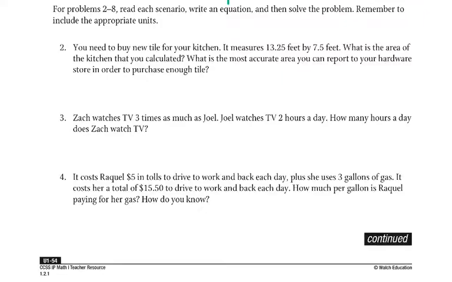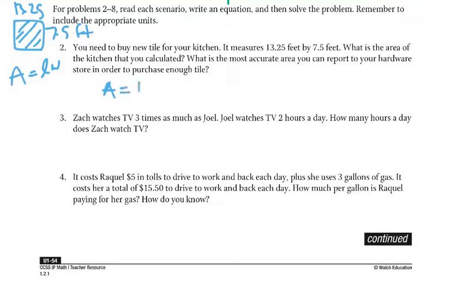So, area, remember, we've got a kitchen here. Here's where it's a good idea to draw a picture to visualize. It's 13.25 by 7.5 feet. The area is the space in there, right? So area is length times width. Because they only gave us 2 measurements, it's probably a rectangle, even though there are kitchens out there that have different shapes to them. So it would be area equals 13.25 times 7.5.